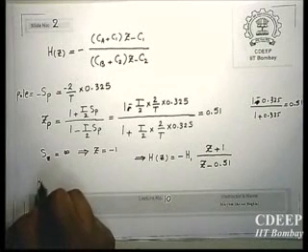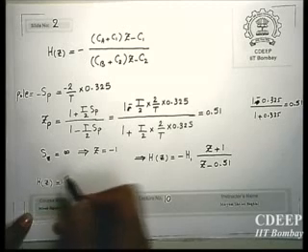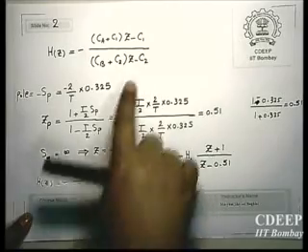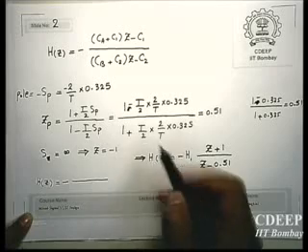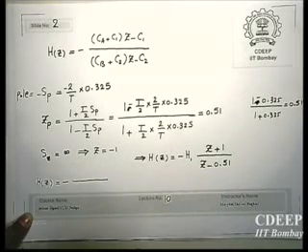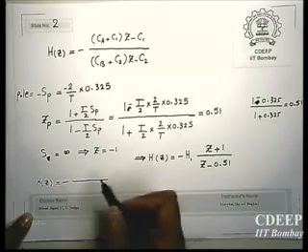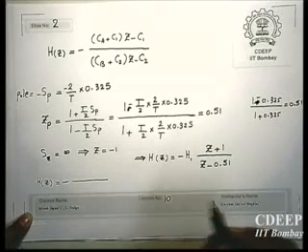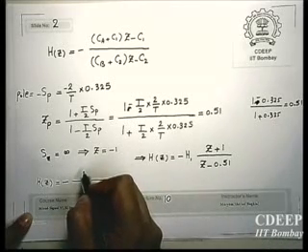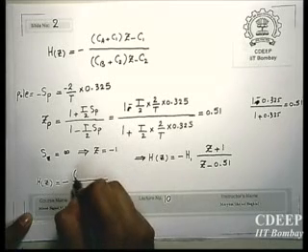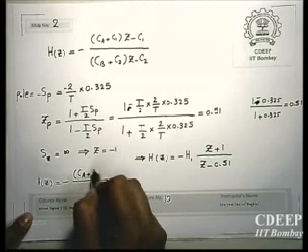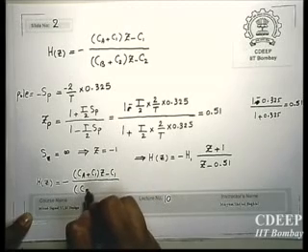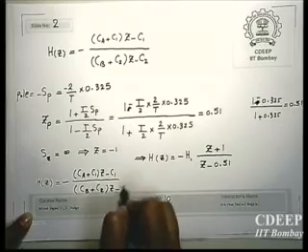H(Z) equal to minus, okay, I have written it here, so I don't write it again. I will divide by C1, or I just keep it because I want to explain something. Ca plus C1 into Z minus C1, and Cb plus C2 into Z minus C2.